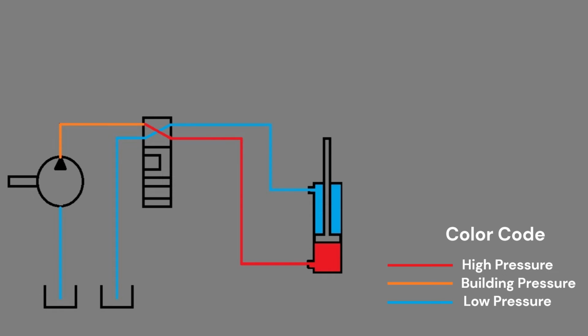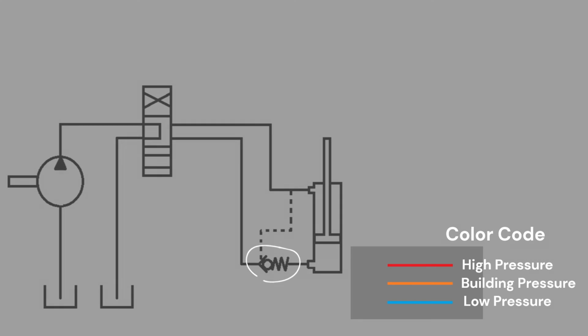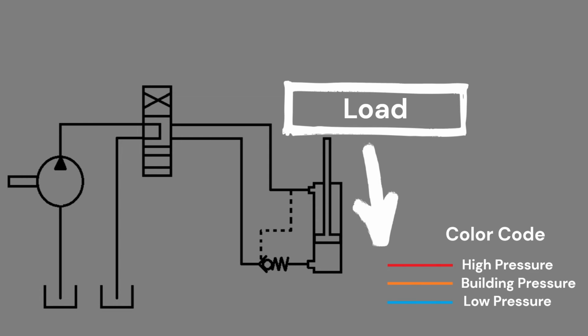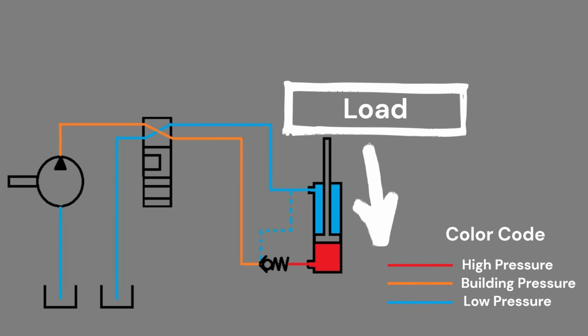This is where load holding comes in. One of the most basic load holding devices is the pilot operated check valve, or more commonly known as a PO check. The check valve prevents backflow. Once the pump has built enough pressure to move the load, the check valve will open, allowing flow to pass through and extend the cylinder.